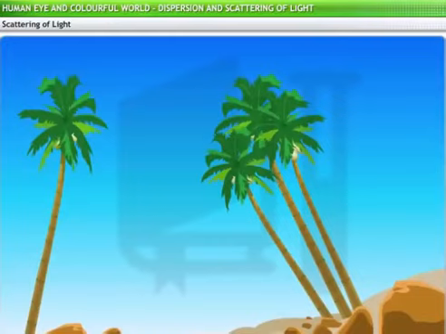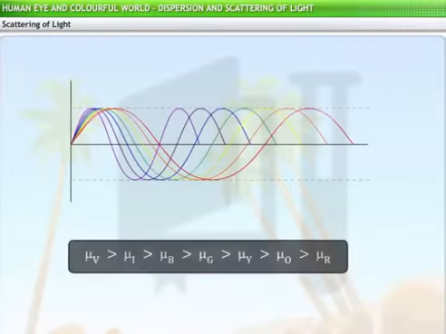You got it. Out of the 7 colors of light, blue has the shortest wavelength, and therefore experiences more scattering than other colors. Therefore, the sky appears blue to us.